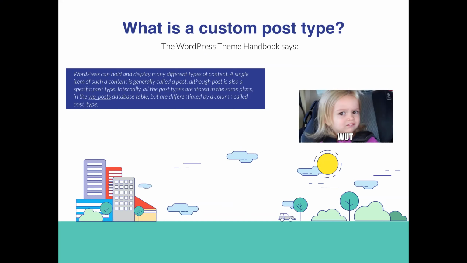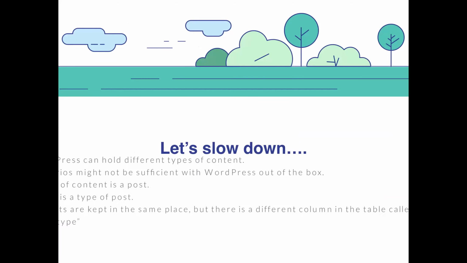So it's a little cryptic. It says that WordPress can display different types of content, and content is generally called a post, although post is also a specific post type, which makes it very confusing. Internally, all the post types are stored in the same place in the wp_posts database table, but are differentiated by a column named post_type. It's a little too technical, so let's slow down a little bit.